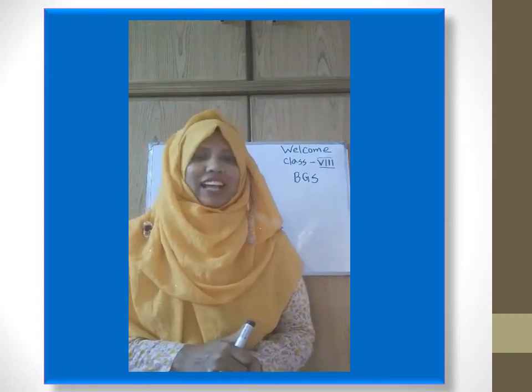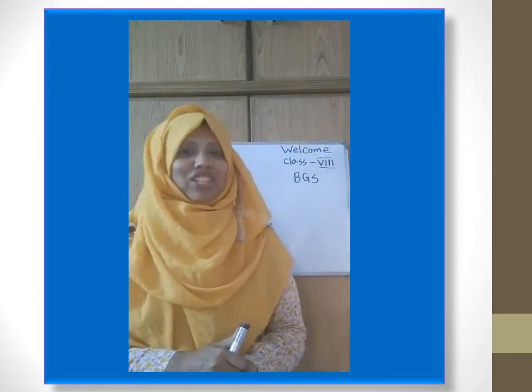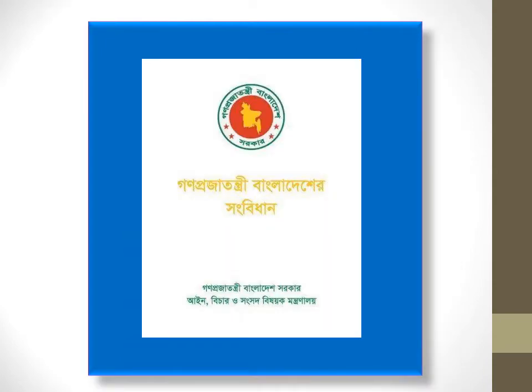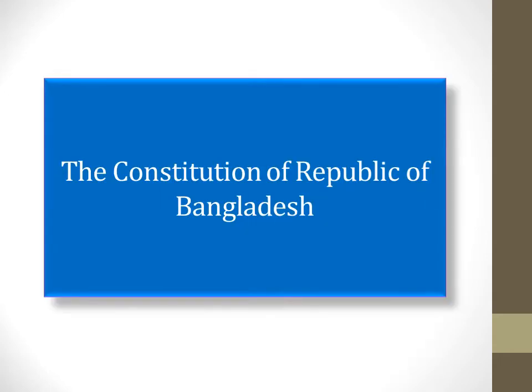Before starting our class, I am showing a picture to you. What have you seen in this picture? Here we have seen a picture of a front page of a book. The name is গণপ্রজাতন্ত্রী বাংলাদেশের সংবিধান. That means the Constitution of the Republic of Bangladesh.